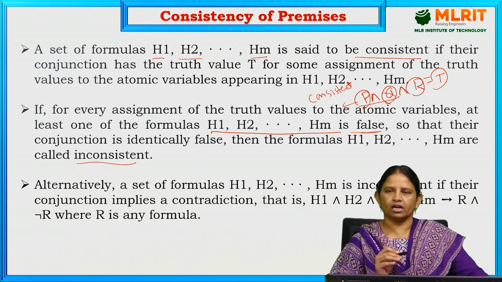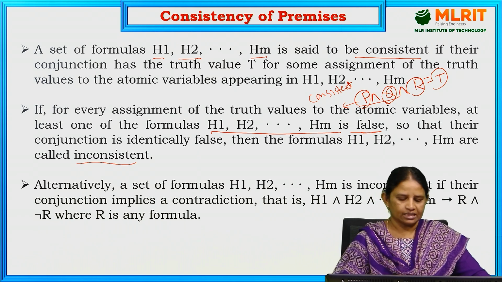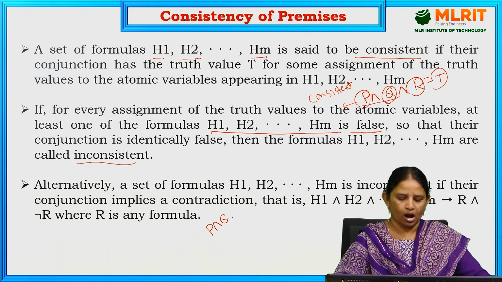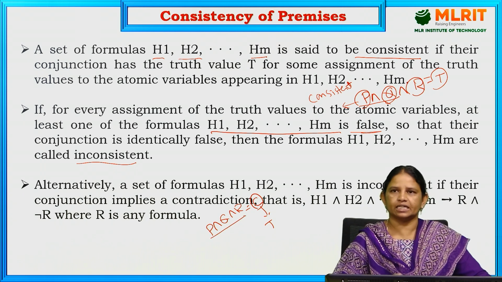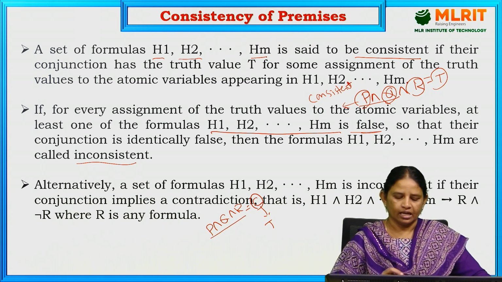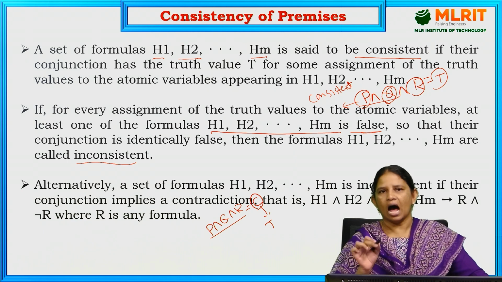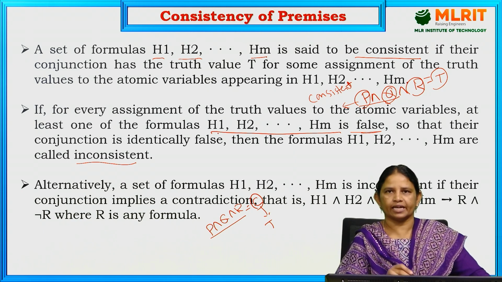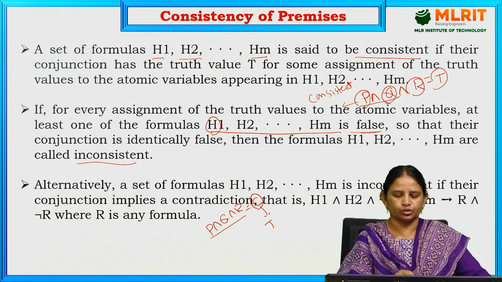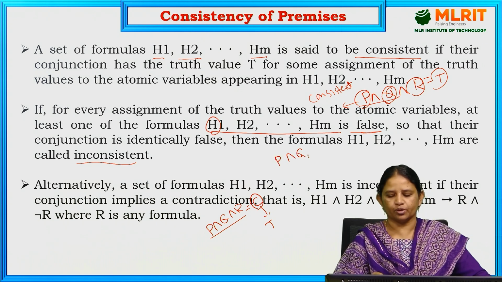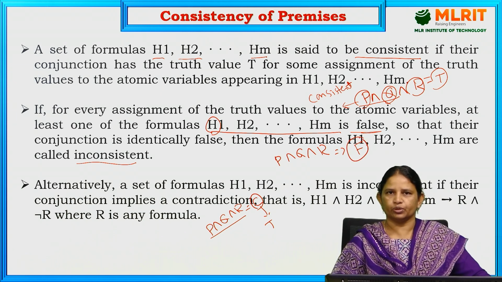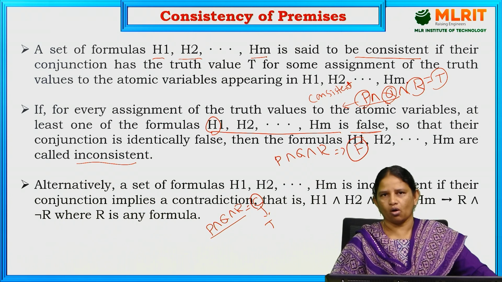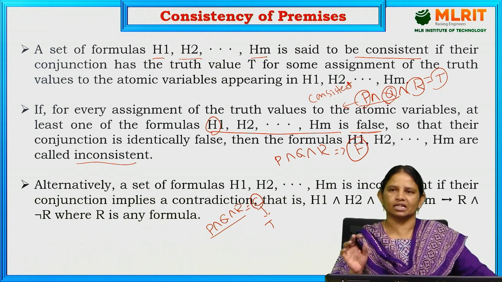So, what is the final conclusion of consistency? The set of premises P and Q and R derive the conclusion. If the conclusion is a truth value for the set of variables of their conjunction, then we can say that it is consistent. Otherwise, the set of formulas like H1, H2 and so on Hm, the set of variables, derive the conclusion as false. Then the statement is said to be inconsistent or a contradiction. So, truth value true is consistent. Truth value false is inconsistent.